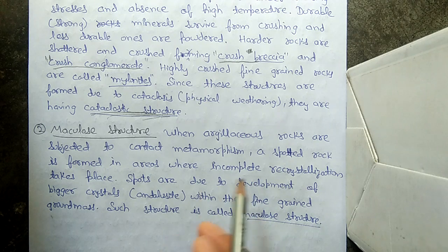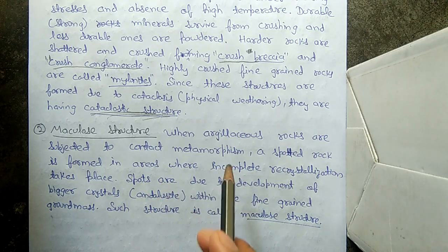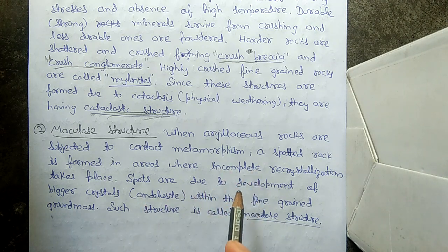So when contact metamorphism takes place in the argillaceous rocks, a spotted rock is formed in areas where incomplete recrystallization takes place. This means a rock having many spots is formed in those areas where incomplete recrystallization, incomplete rearrangement of atoms, takes place. Spots are due to development of bigger crystals within the fine grained groundmass. When bigger crystals are embedded in the fine grained groundmass, then these spots are formed. For example, andalusite is a big crystal embedded in some fine grained groundmass, and the spots are formed because of this andalusite. Such a structure is called maculose structure. These kinds of structures having spots are called maculose structure.